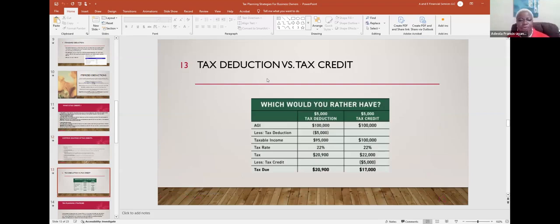Now, here is an example of tax deduction versus tax credit. Let's assume you have an AGI of 100,000, all right? With a tax deduction, basically, you have that $5,000 minus that 100,000, and your taxable income is 95,000. It's at a lower rate before your tax bracket, right? While a tax credit is applied after your taxable income. And you can see the differences in tax due if you have to pay back, right?